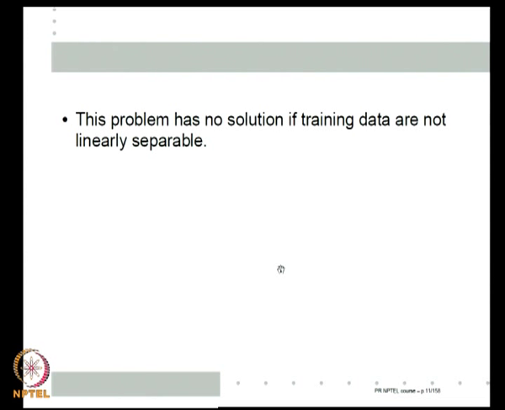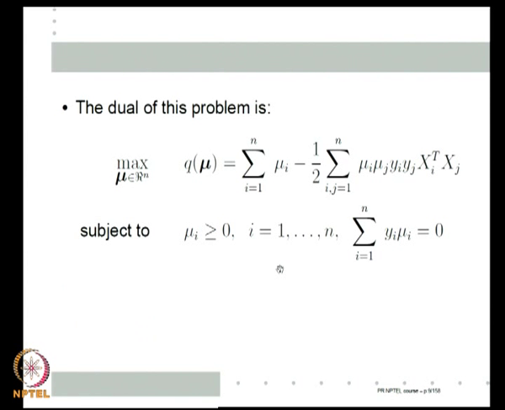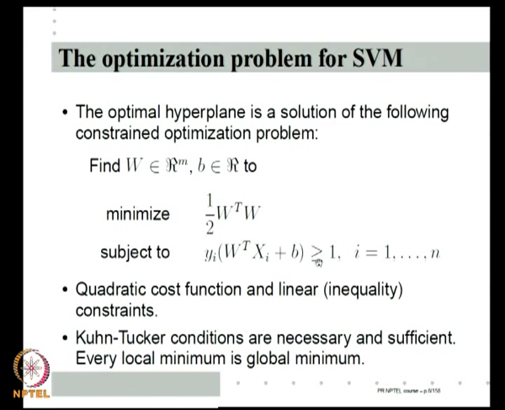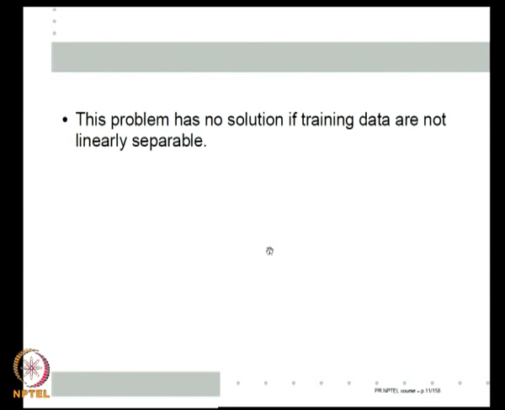Now, unfortunately, this problem has no solution if training data are not linearly separable. This is the primal we started with. If there is not even one W, b that satisfies these constraints, then there is no feasible solution and hence no optimal solution. So, the problem has no solution if training data are not linearly separable.